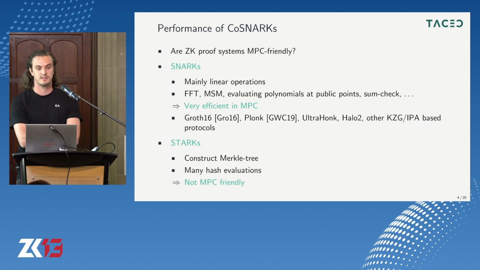Are ZK proof systems MPC friendly? So for SNARKs, we are mainly dealing with linear operations, which we said before are nice in MPC. So FFTs, MSMs, evaluating polynomials at public points, sum check, and so on. Examples of such protocols, Groth16, Plonk, UltraHonk, Halo2, and so on. Other KZG IPA-based protocols.